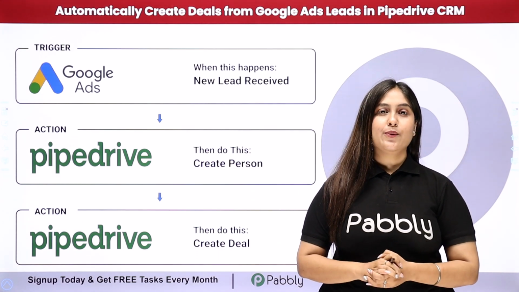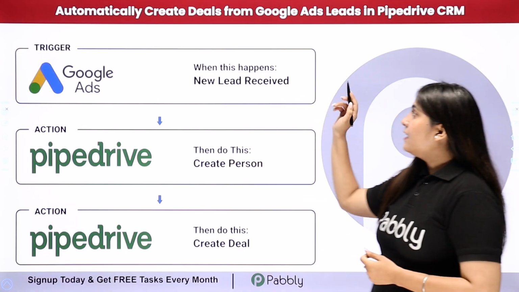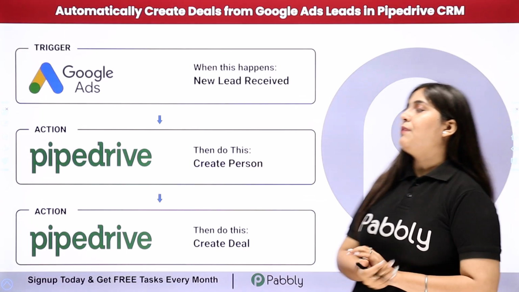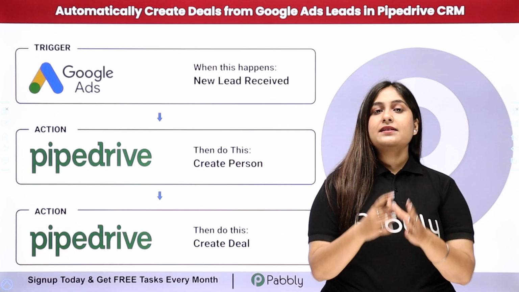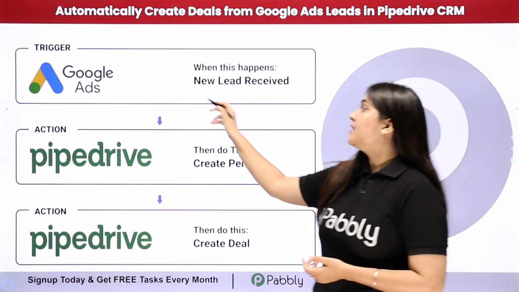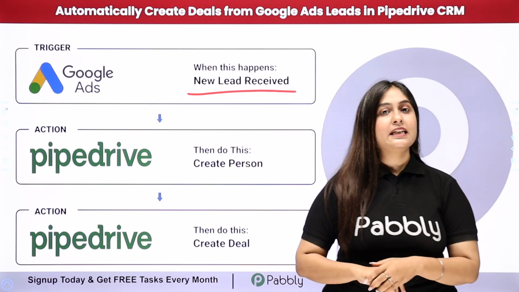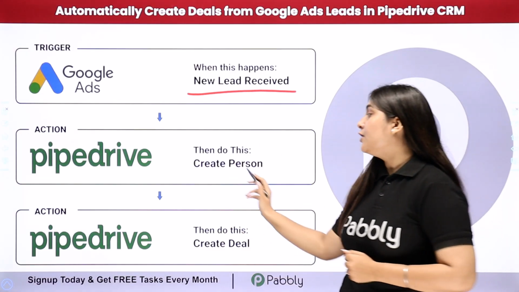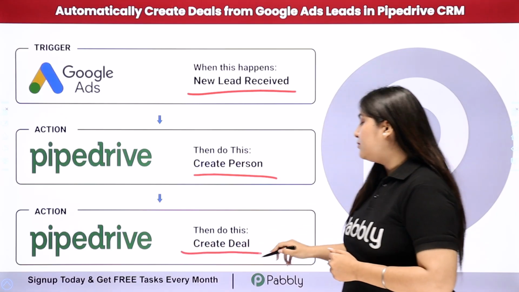In this video, we are going to understand how to automatically create deals from Google Ads leads in Pipedrive CRM. So here I'm running some Google Ads for my business, and my objective is, as soon as I receive a new lead, then automatically using the lead details, I want to create a new person and a deal in my Pipedrive account.